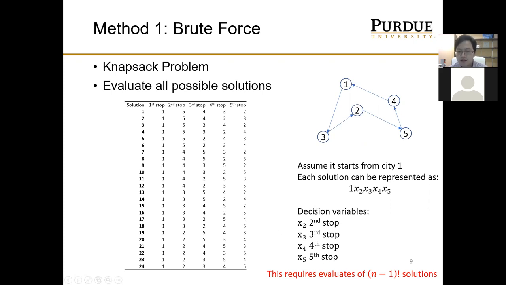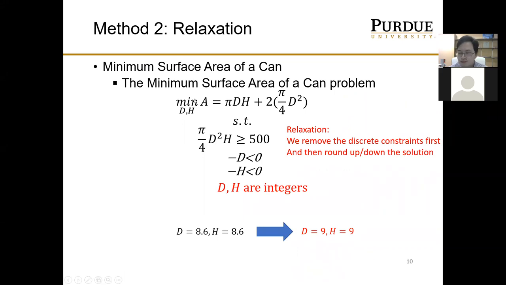But this requires a large amount of evaluations, right? That's very slow and sometimes even impossible to do. For example, if you have 10 or 100 different cities, that would be impossible. So we introduce a second method.